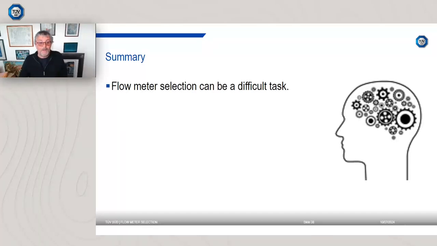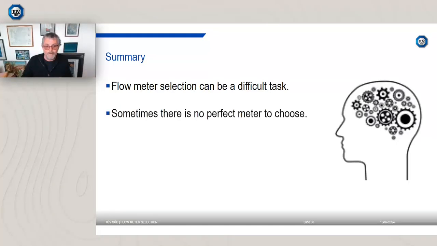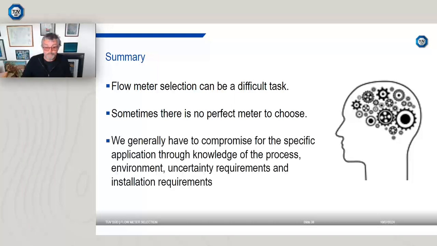So in summary, folks, flow meter selection can be difficult. Sometimes it's really straightforward, sometimes it's not. Very often there is no perfect meter to choose. We generally have to compromise, but we just use that process of going through the environmental conditions, the fluid properties, the process conditions, the installation requirements, and the uncertainty requirements, and we just iterate our way down until we have the best solution for our particular application.